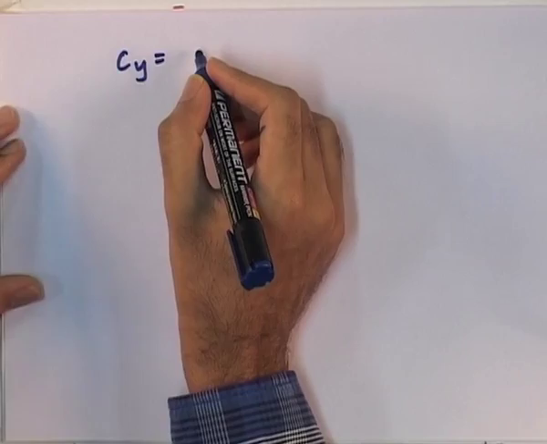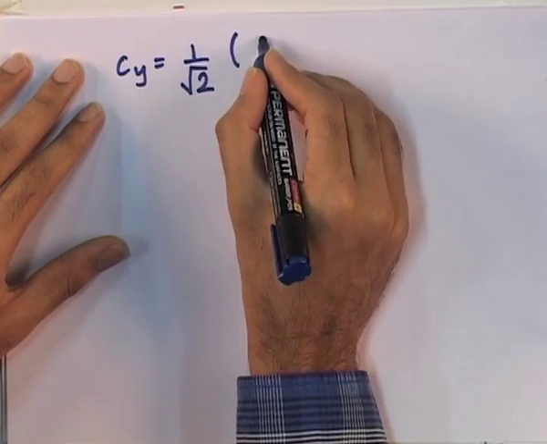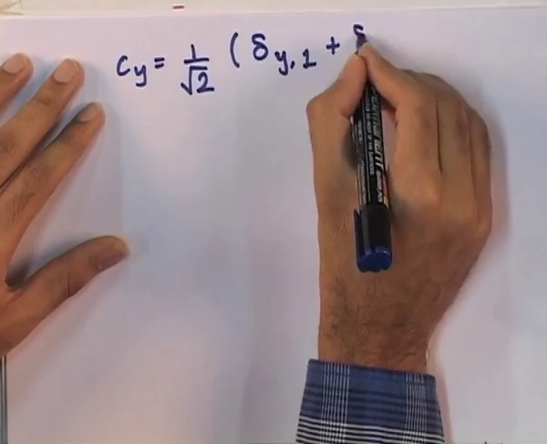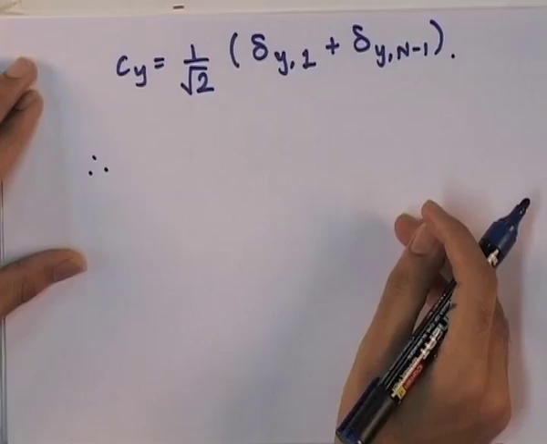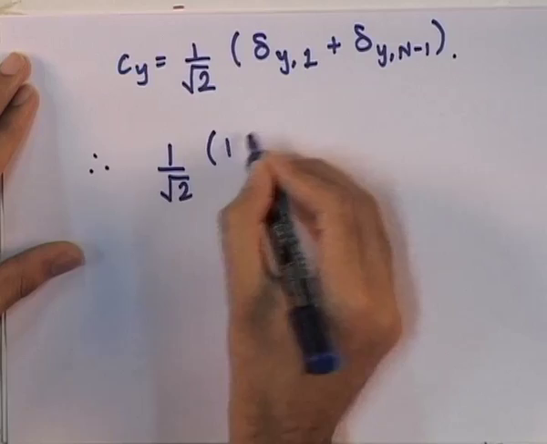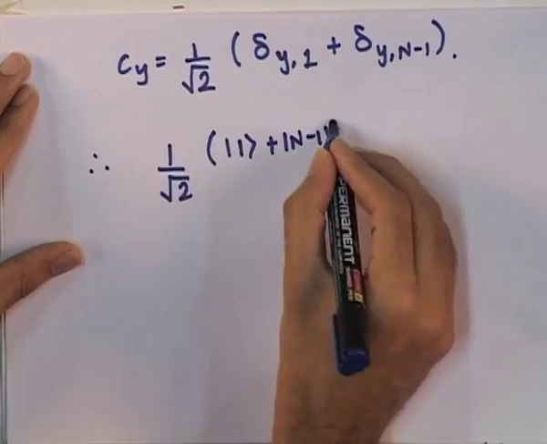So what we get is, there is an error in the coefficient. So c of y should be equal to 1 upon root 2 times delta y comma 1 plus delta y comma n minus 1. Therefore the quantum Fourier transform of the given state would be 1 upon root 2 times the state 1 plus the state n minus 1. So the correct answer is option B.